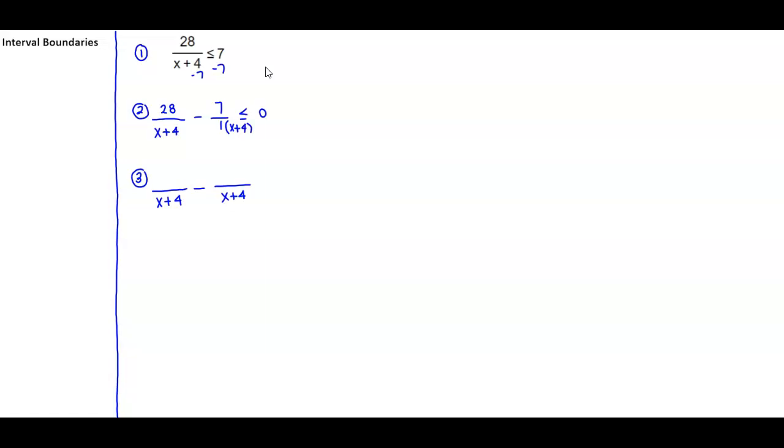Well, it's x plus 4, which means we need to do the same thing to the numerator. So that's 7 times x plus 4. Remember, this is less than or equal to 0. Now, what do we have to multiply x plus 4 by to get x plus 4? That's 1, so 28 times 1 is 28. So now, in step 4, we have 28 minus 7 times x plus 4 over the common denominator of x plus 4, and we want to see if that's less than or equal to 0.